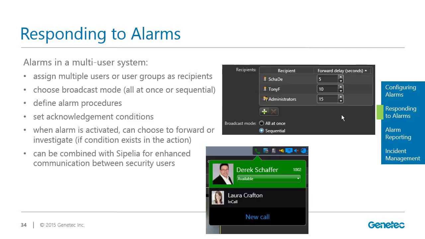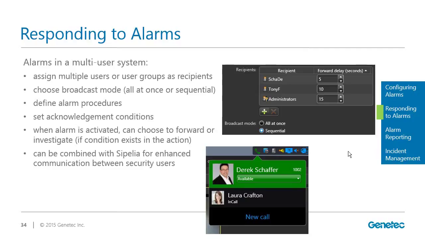We can also set the acknowledgement conditions, so we can force somebody to get up and take a look at it. If you have a very large organization, sometimes that can be a problem where lines get crossed and you don't know if somebody has actually gotten up to go check out the problem. And of course you can have procedures set up for when the alarm is activated. The operators can forward the alarm to each other, or they can investigate it.